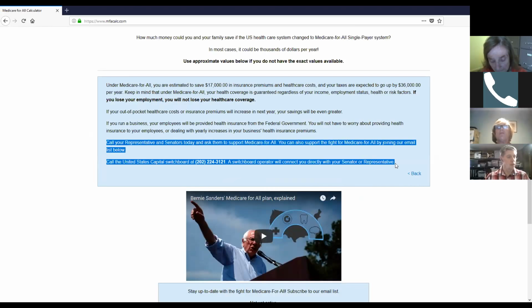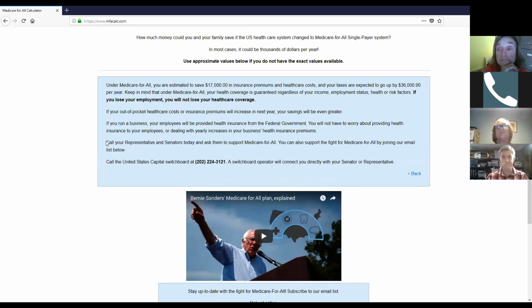So finally, at the bottom of this results field, whether the individual is going to save money under Medicare for All or spend more, the call to action is still the same. We're asking that they call their congressmen, call their representatives, and ask them to support Medicare for All. Also, I do have an email list that we're going to be attaching to this calculator, so that people who want to see what's happening with the fight for Medicare for All, stay engaged and know when they should do something, can sign up for that mailing list. It's not yet active, but that will be coming.